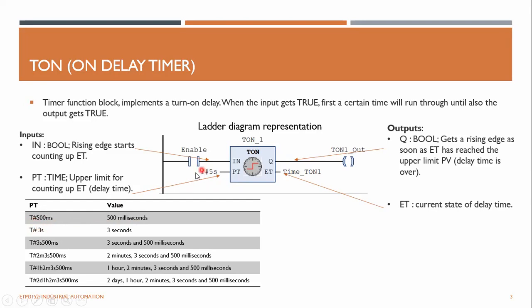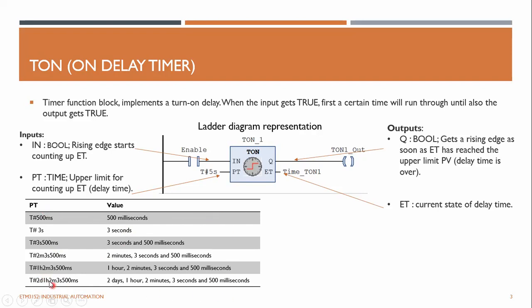In order to define this delay, you always have to add T and the number sign, then your time delay. If you want to combine seconds and milliseconds, you can just type 3 seconds and 500 milliseconds. If you want to add minutes, you can add M. If you want to add hours, you can add H. And you can even add days to your delay. If the program is running for a very long time, you can add delay even in days.